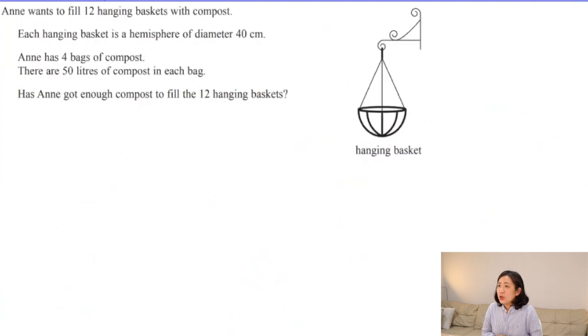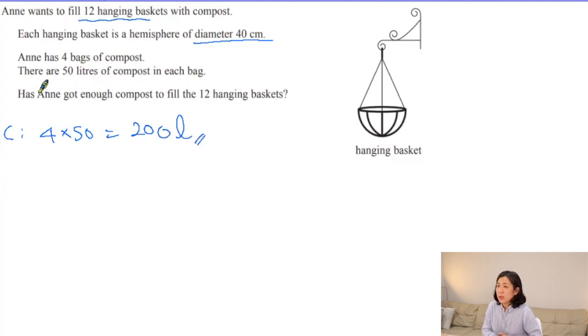Here, you've got 12 hanging baskets and then you've got compost. Always when you have a word problem, underline the important bits. The diameter of the hanging basket is 40 centimeters, and the compost is 4 bags of 50 liters, so we come up with the total amount of compost being 200 liters.